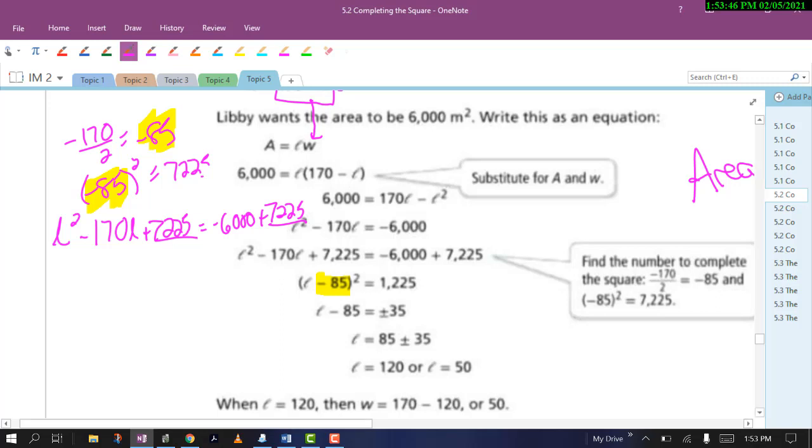So we square root it. The square root and the square cancel out on the left, so we have L minus 85. The square root of 1,225 is a perfect square, which is nice, so it's 35. And we always have the positive and negative version. So it's 85 plus or minus 35. 85 plus 35 is 120. And 85 minus 35 gives us our 50.